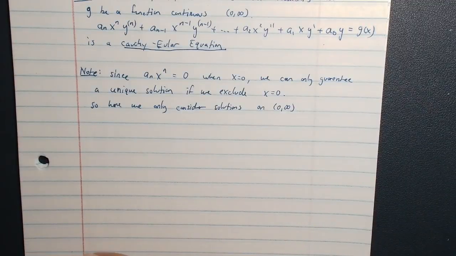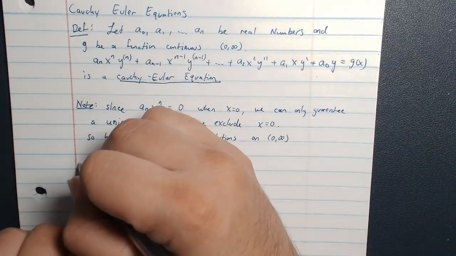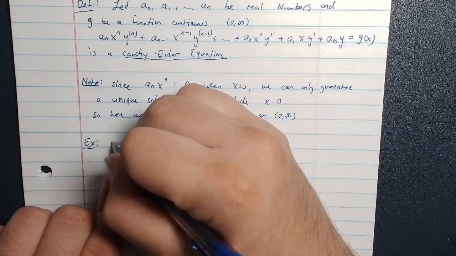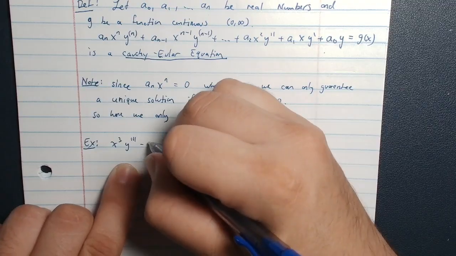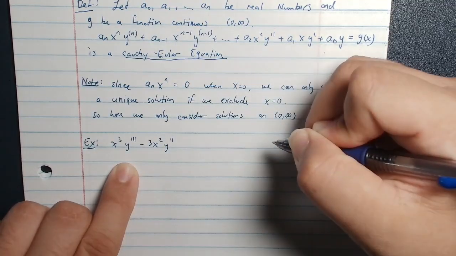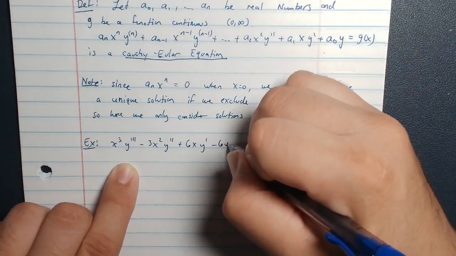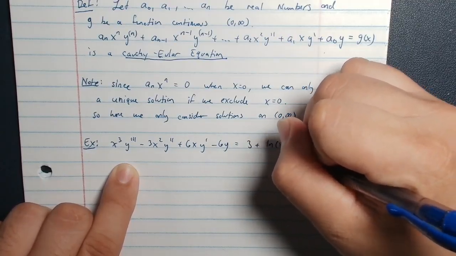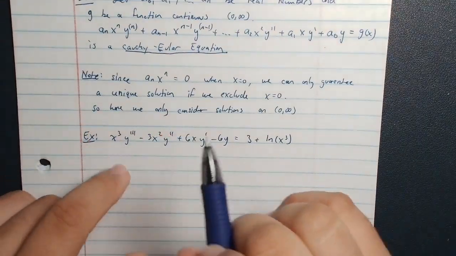All right, so let's see an example of this. Let's say something like this: x cubed y triple prime minus 3x squared y double prime plus 6x y prime minus 6y is equal to 3 plus the natural log of x cubed.